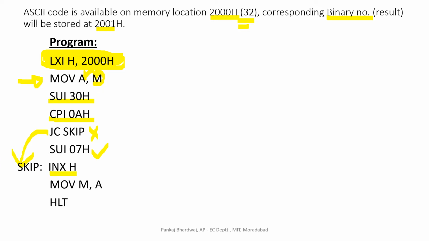Okay, so here is the program, here is the instruction, and after getting the result, we increment the memory pointer, that is INX H. That means after execution of INX H, the HL pair will become 2001. That is the memory location of the result, and then we move the accumulator content into the memory location 2001, and then we terminate the program.